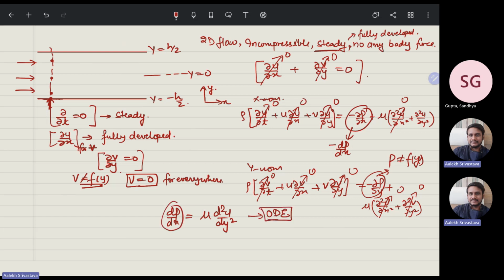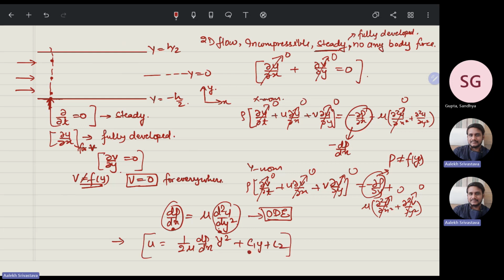And if you see, this is a function of x, and this is a function of y. So this can only be possible if both are constant, because one thing is a function of x, one thing is a function of y. Therefore, if you solve, u is equal to 1 by 2 mu, if you just integrate, dp by dx into y square plus c1 y plus c2.